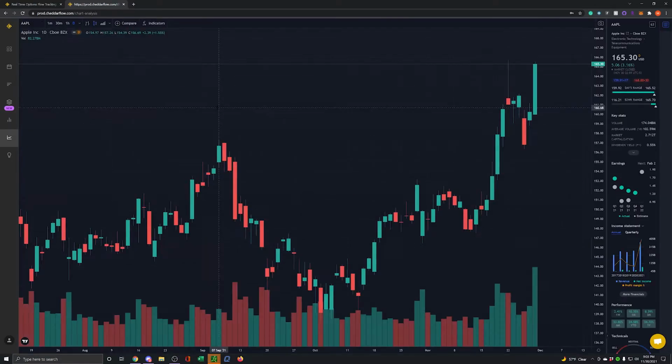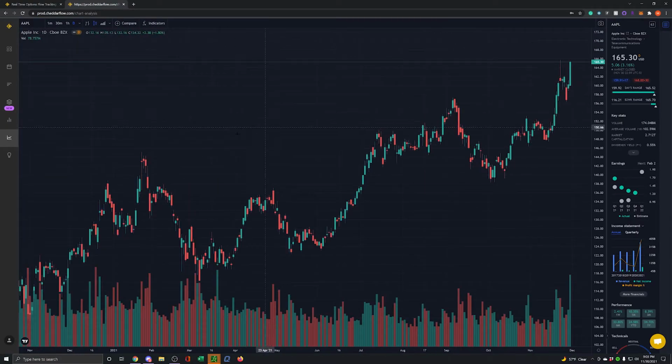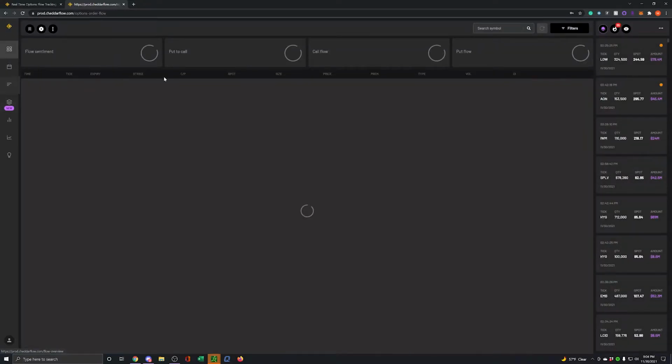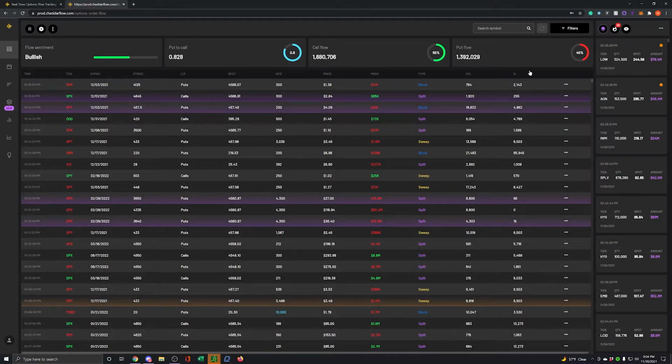Chart analysis, which is like a basic charting software in case you don't have software like this. And education center, which provides education on some of the things that they provide within the program, which they break down pretty well. I have not covered specifically this dark pool level. I will later on in the video, but first I want to go ahead and show you where you would be looking out for dark pool levels and signature prints.